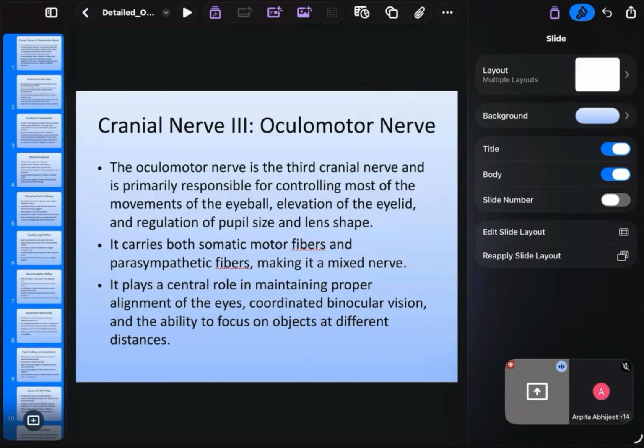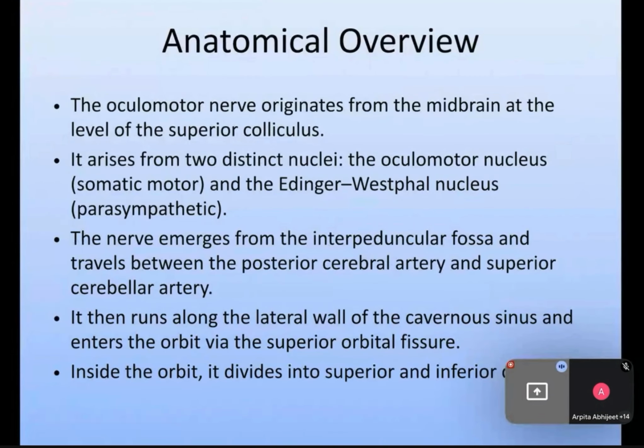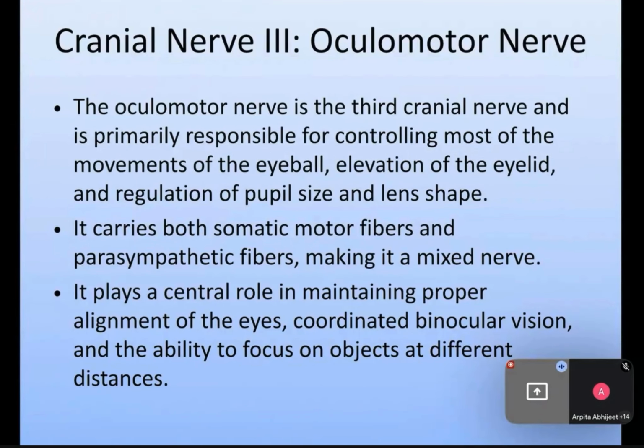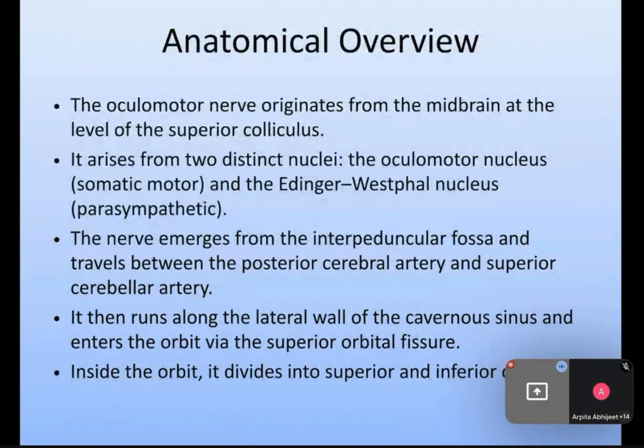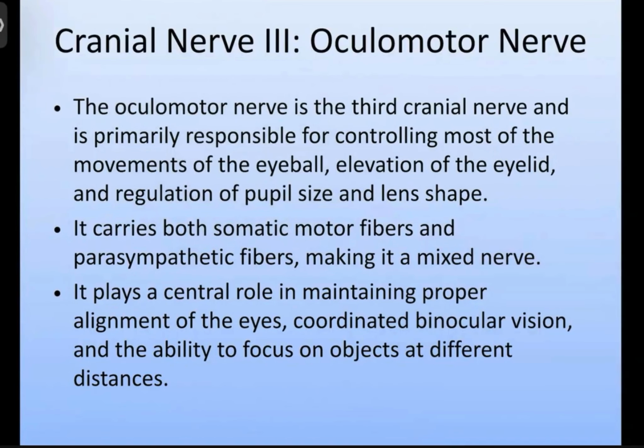Today I'll be explaining cranial nerves to you guys. Let's first discuss the oculomotor nerve. We already know all of the cranial nerves; I guess everyone has studied them. So today we'll be discussing the oculomotor nerve, specifically. It's the third cranial nerve, as we all know, and it's primarily responsible for controlling most of the movement of the eyeball and elevating the eyelid, and also regulating the size of the pupil and the shape of the lens as well.